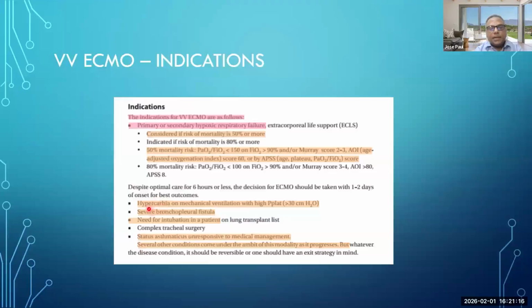Then other conditions are hypercarbia on mechanical ventilation, and again with a high plateau pressure. So a high plateau pressure says that the lungs are generally very stiff and resistant to mechanical ventilation. Then a severe bronchopleural fistula, and those patients on a lung transplant list, awaiting a lung transplant, and if they have to be sustained, then you will have to do a veno-venous ECMO. Then complex tracheal surgeries. Then very rarely it is done in status asthmaticus, unresponsive to all lines of treatment. All these are indications for doing a veno-venous ECMO.